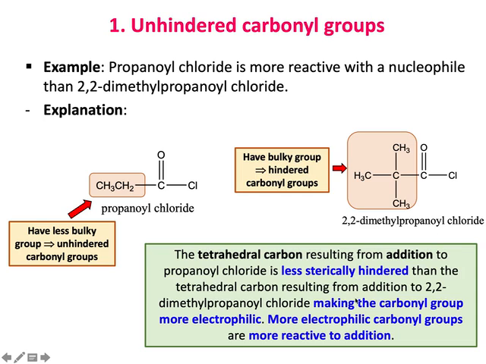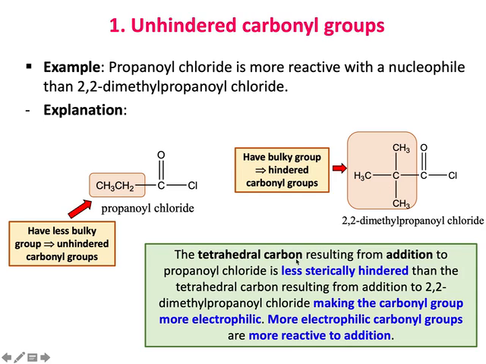Next example: propanoyl chloride is more reactive with a nucleophile compared to 2,2-dimethylpropanoyl chloride. Compare this structure with this structure. Look at the C double bond O. How many alkyl groups are attached? There is only 1 alkyl group here, compared to 1, 2, 3 alkyl groups here. So this structure is more bulky, and this one is less bulky. Less bulky we call unhindered, but bulky we call hindered.